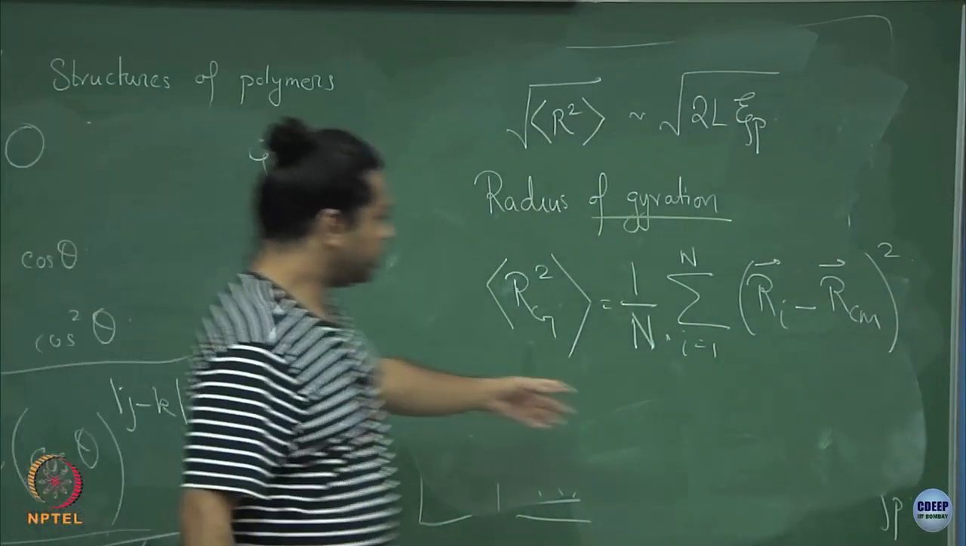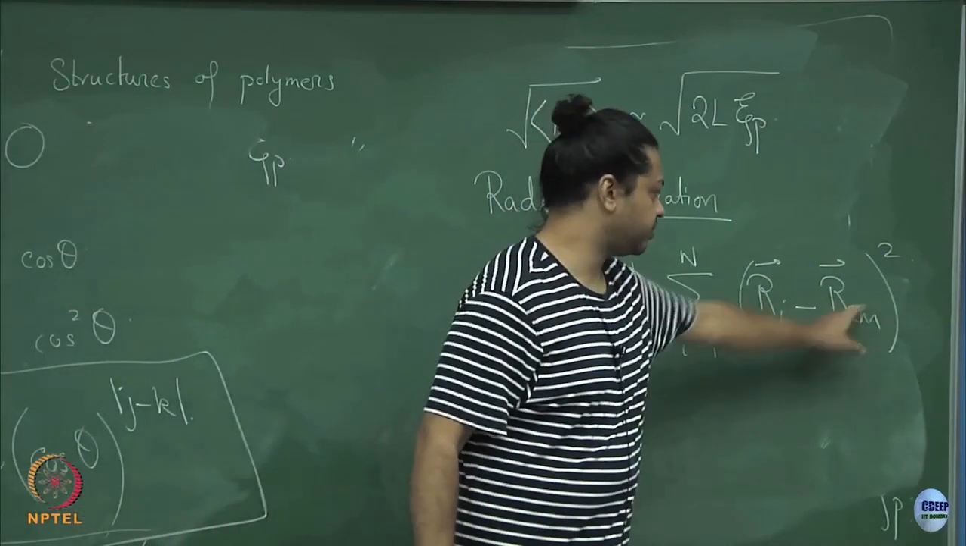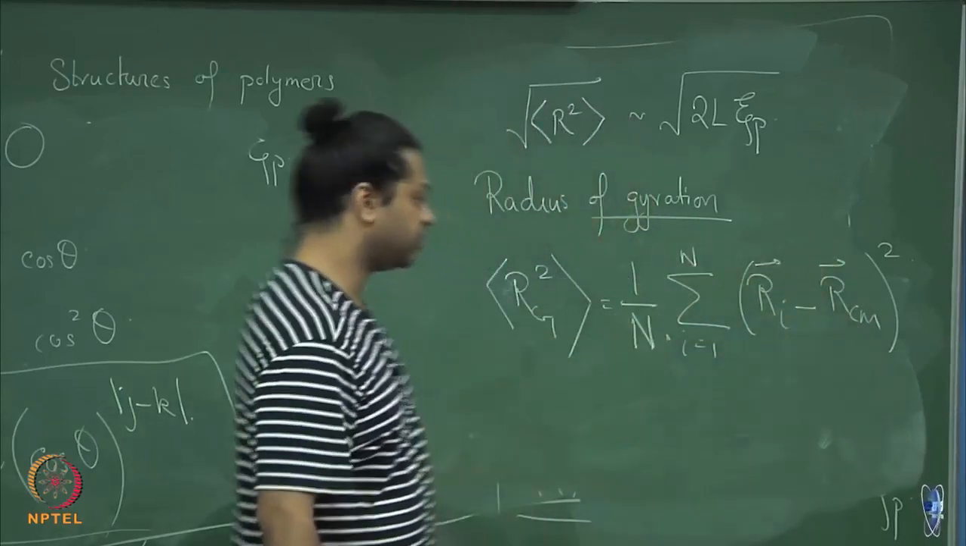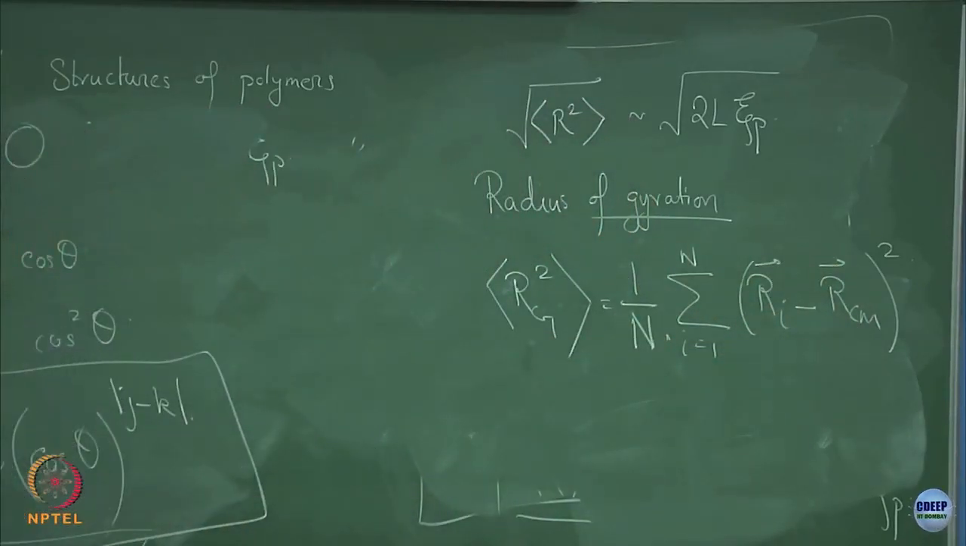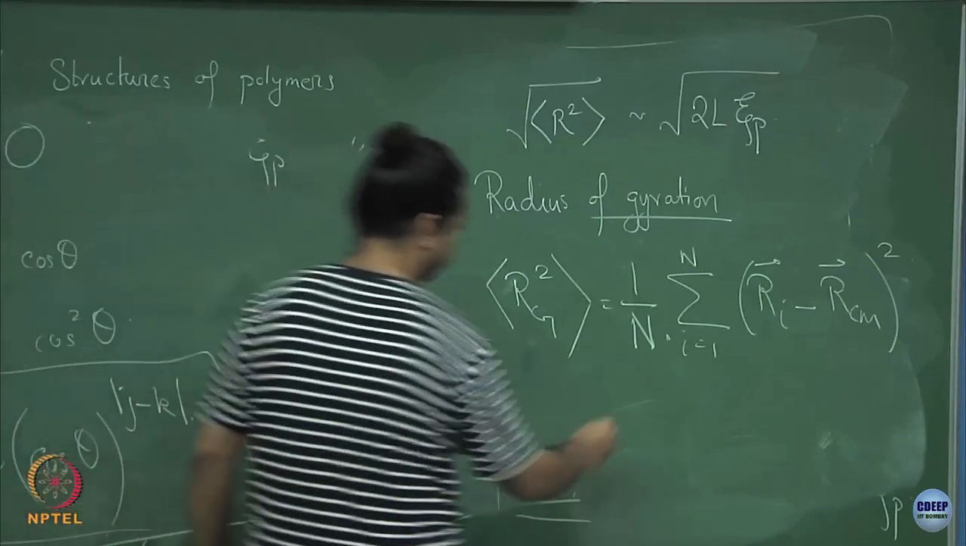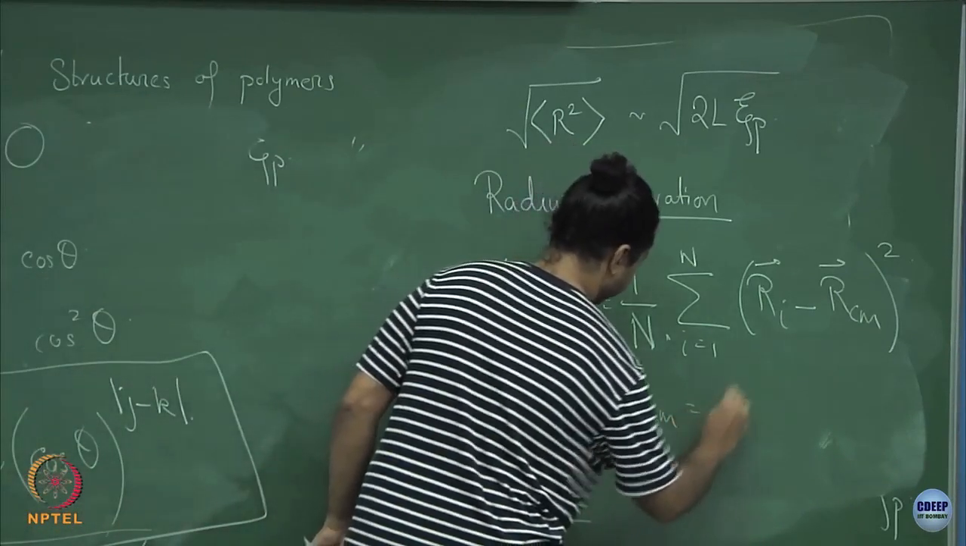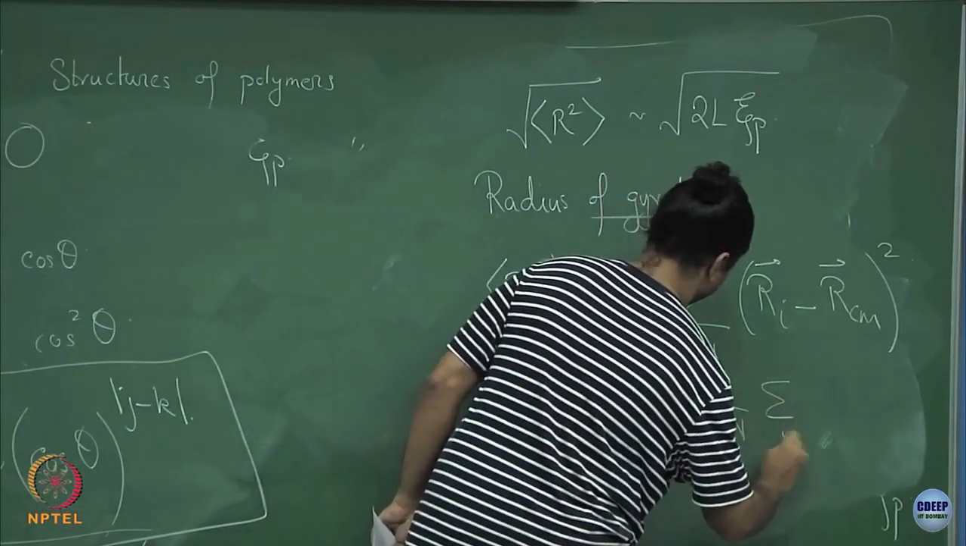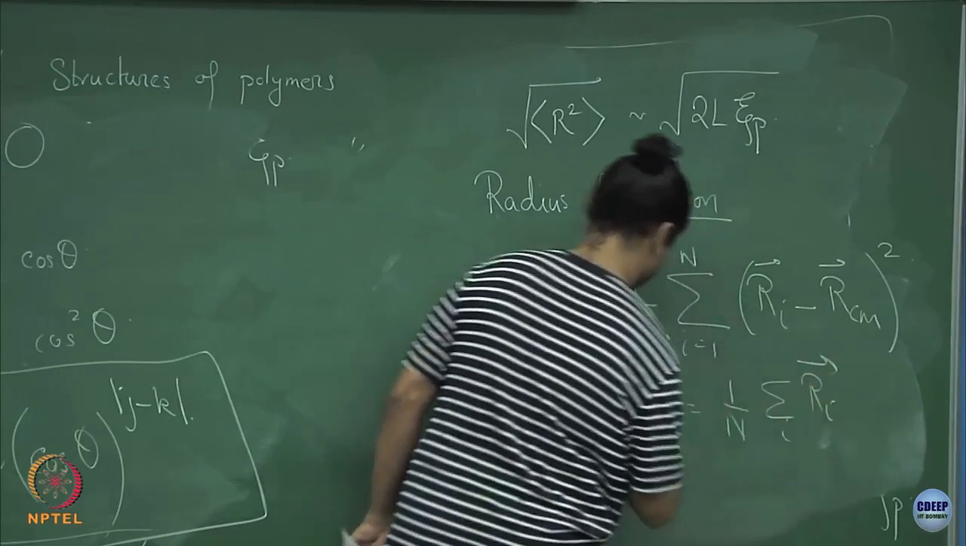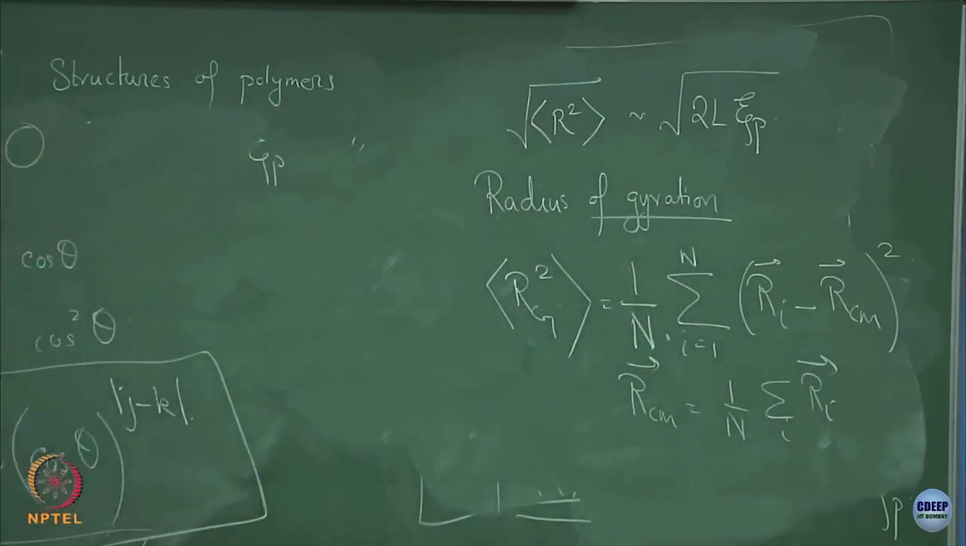So, for each monomer, Ri minus RCM. This RCM is the average of all of these R's, and that is defined as Rg. So, let me just write RCM is 1 by n sum over i of Ri, that's my center of mass.